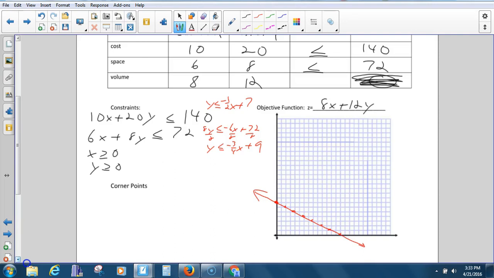Now I'm going to test 0, 0. And I get 0 is less than or equal to 7. True or false? Well, that's a true statement, so I'm going to shade everything underneath here.